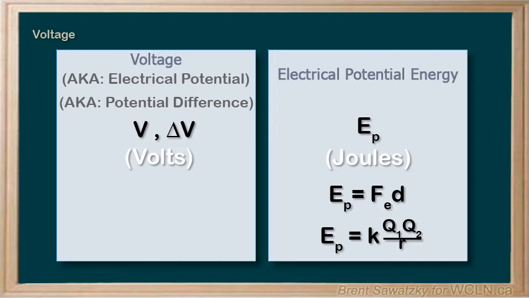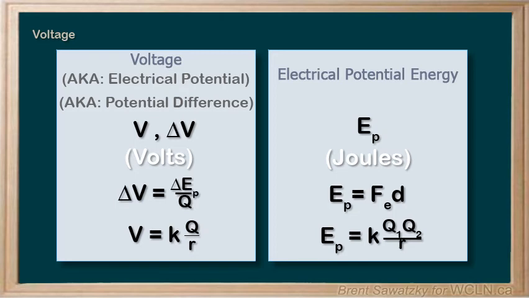The change in voltage, or delta V, is the change in electric potential energy of an object divided by Q, that is the charge of that same object. Or we can show voltage as KQ over R. So basically, electrical potential energy and voltage are both useful and very similar.